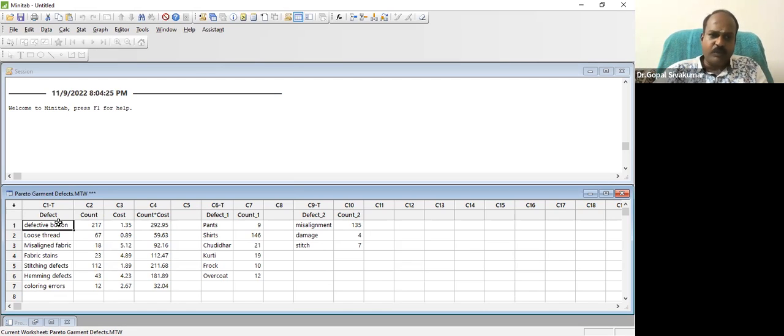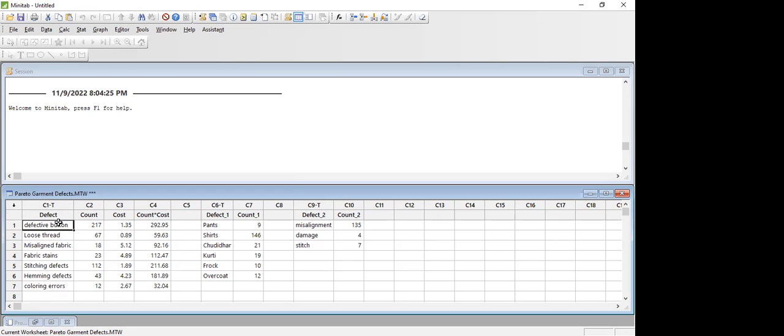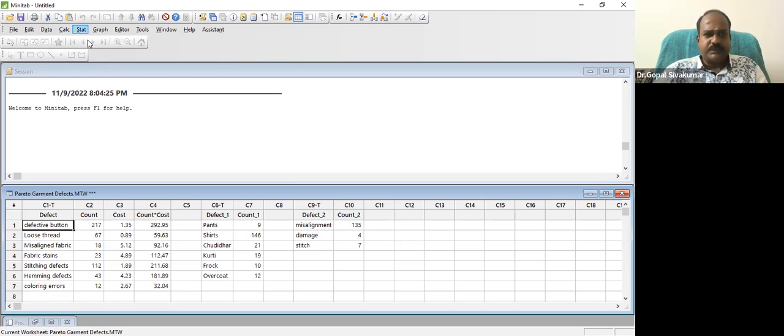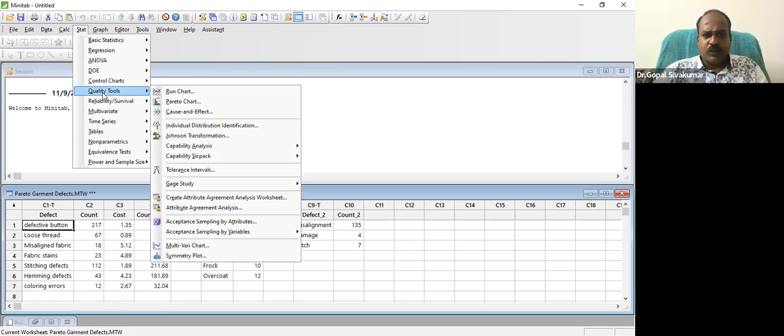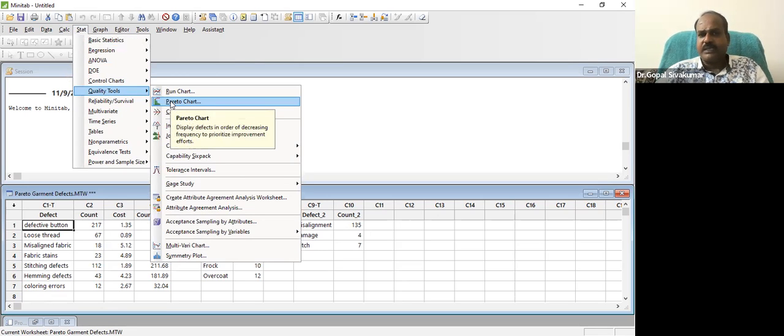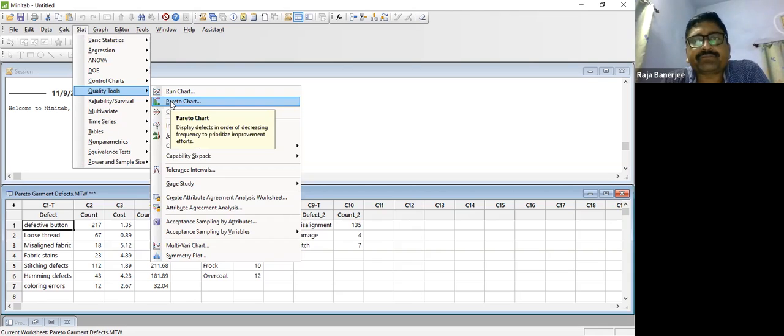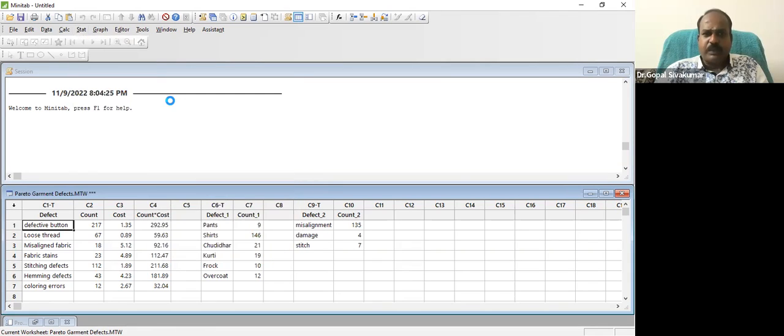So in a month, how many times did the defect happen? 217 times. All of you are with me on this? Yes. So now the data is available. Now I wanted to visualize. So go to Stat, go to Quality Tools. Can you see Pareto Chart here, all of you? Yes. Go to Stat, Quality Tools, Pareto Chart.